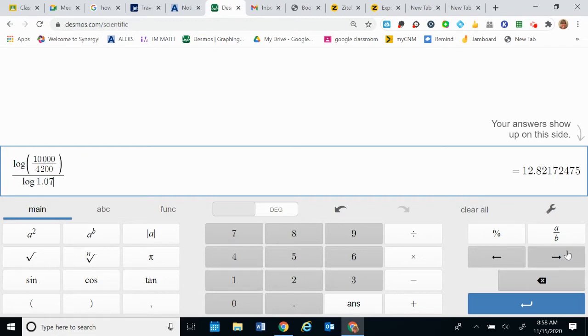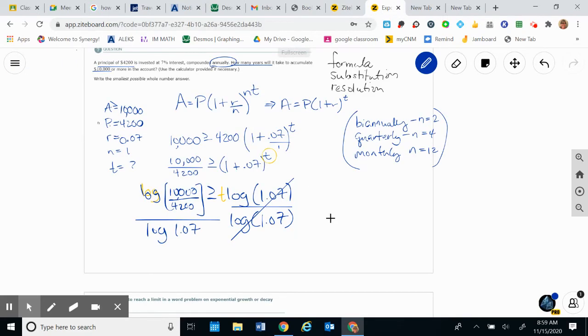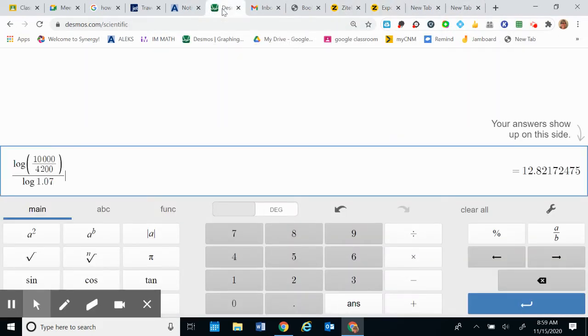And there's your answer. 12.82. Okay, and what does it say? When you are reading this, be sure you're careful about what they're asking you for. It says, write the smallest possible whole number answer. So how many years would it take? It doesn't say round up. So it looks to me like if it's 12.82, you can't say 13 years because 13 years is less.